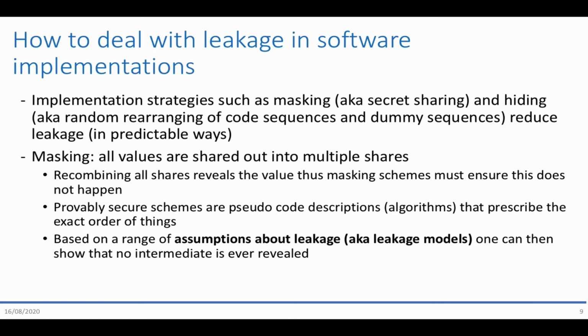The way in which you do that, typically in our community, is by providing a higher level pseudocode description of an algorithm. So you try and specify as much as you can how every single step in your algorithm works, in the sense of which variables are being taken and what is the output. The intention is really to define the exact ordering of things. Then with such a description, and based on a range of assumptions about leakage, which we call leakage models, you can make certain proof statements. Typically what we try to show is that none of the intermediates that matter are ever really revealed.